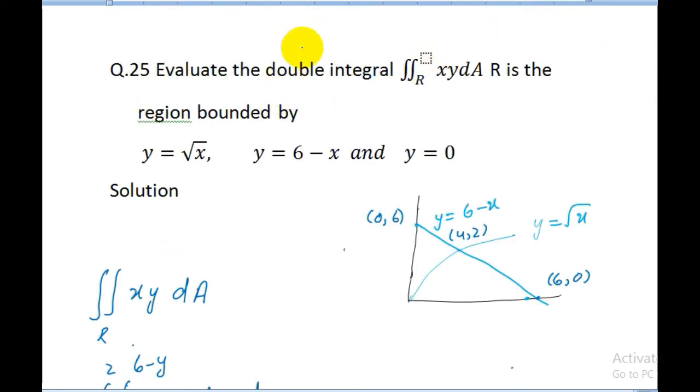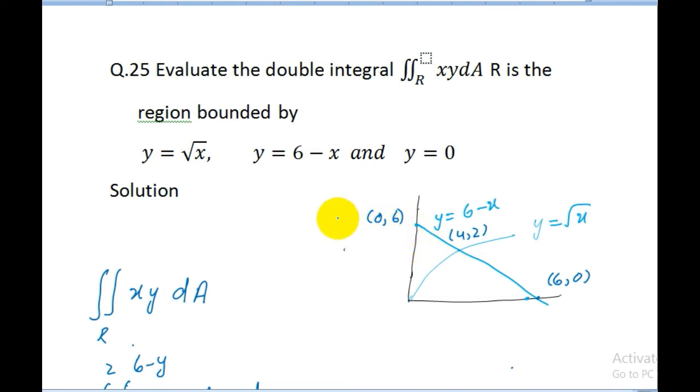Now we discuss another problem. Evaluate the double integral over the region R of xy dA, where R is the region bounded by y equal to under the root x, y equal to 6 minus x, and y equal to 0. Now y equal to under the root x is the graph given here. y equal to 6 minus x is a straight line having x and y intercepts (6, 6).